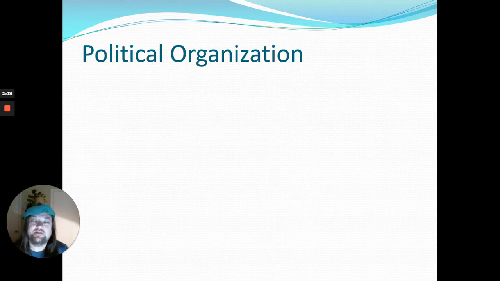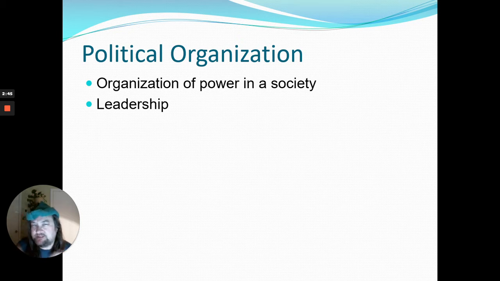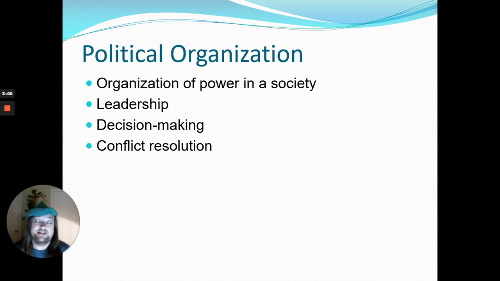So what are we talking about when we say political organization? We're talking about the organization of power in a society, so things like leadership. Who's a leader? We'll see later that leadership isn't always what people growing up in the West think it is. Decision making: who makes decisions, who's involved, who has a voice. Conflict resolution, because in any society conflicts happen, or between societies, and what mechanisms are there to deal with these conflicts.